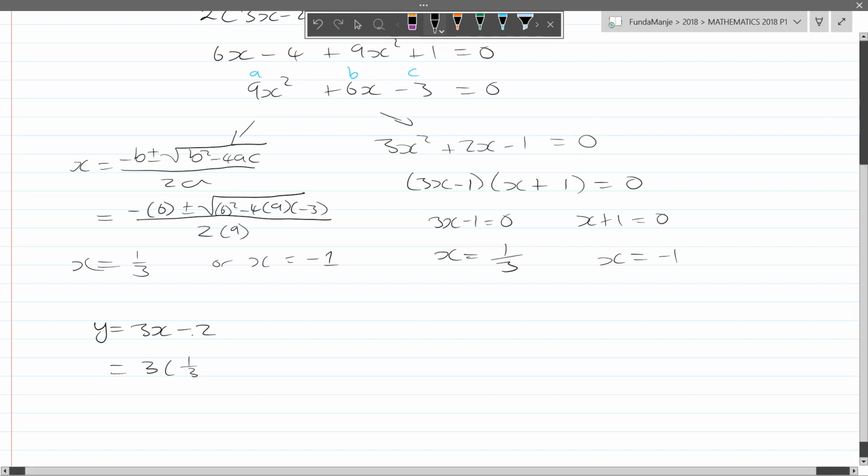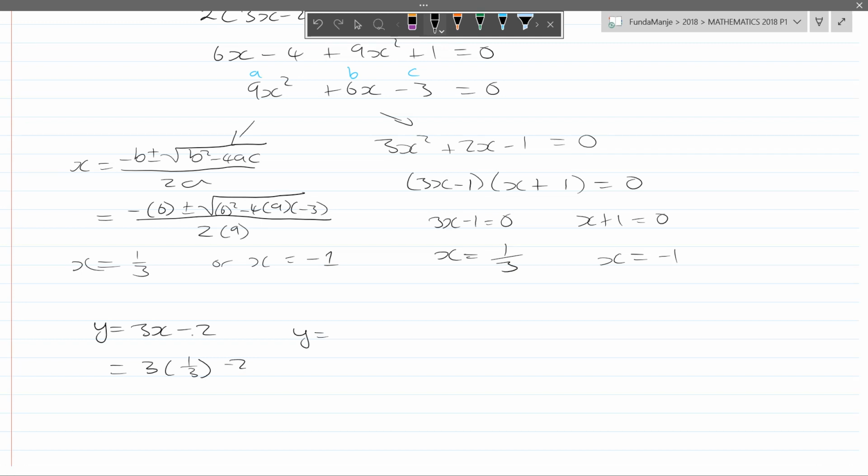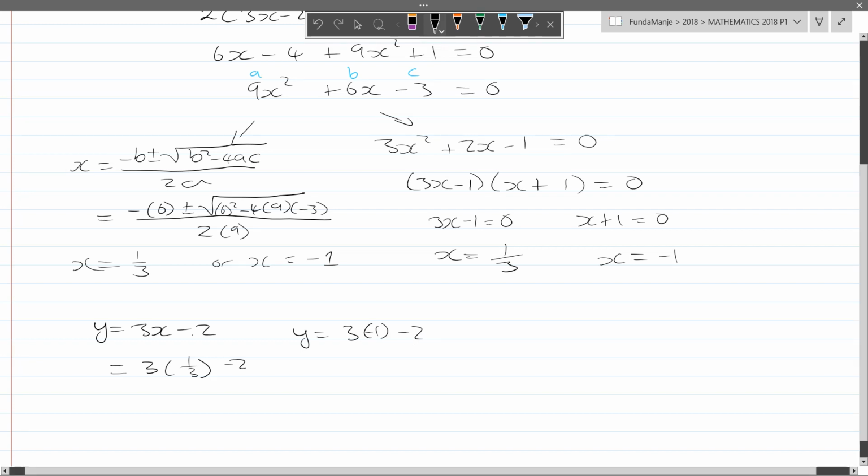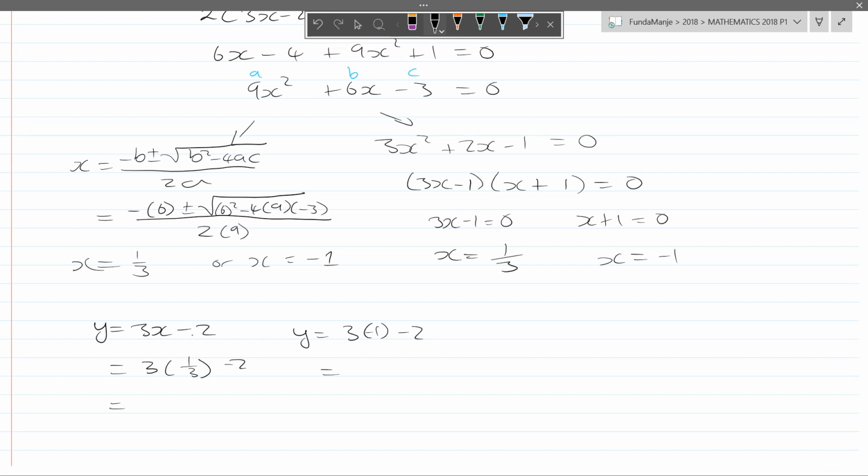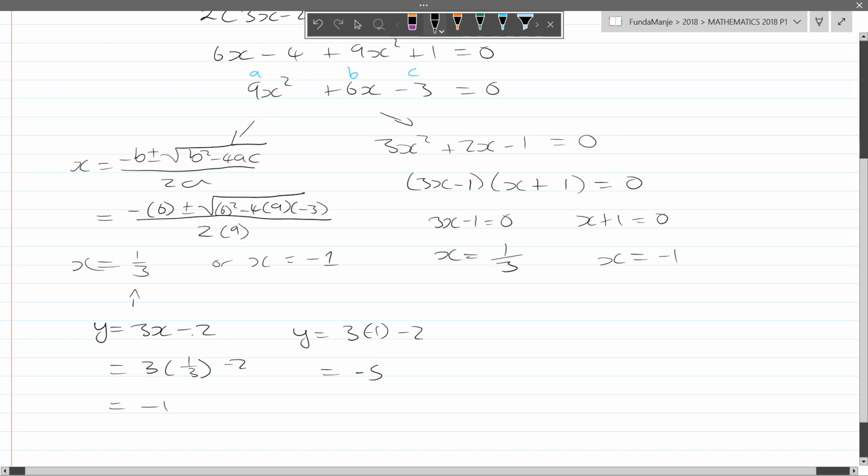x being 1 over 3 in this example. And we also have another one where x is minus 1. So from these, we get that y is minus 1 or y is minus 5. And then those are the pairs of answers that we will have.